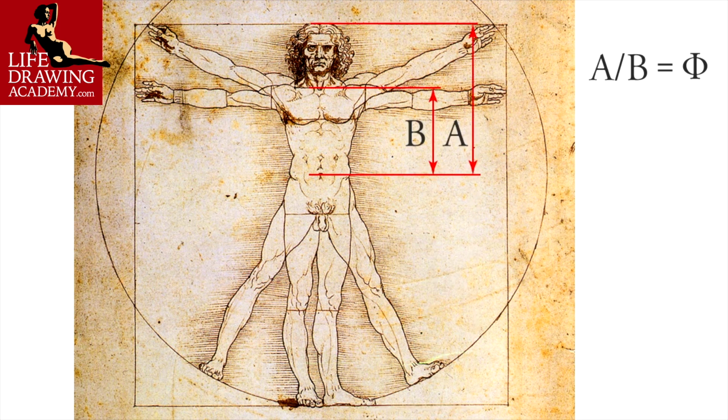The ratio of the distance between the navel and the top of the head to the distance between the navel and the shoulder line. The ratio of the distance between the navel and the top of the head to the distance between the top of the head and the middle of the breast.